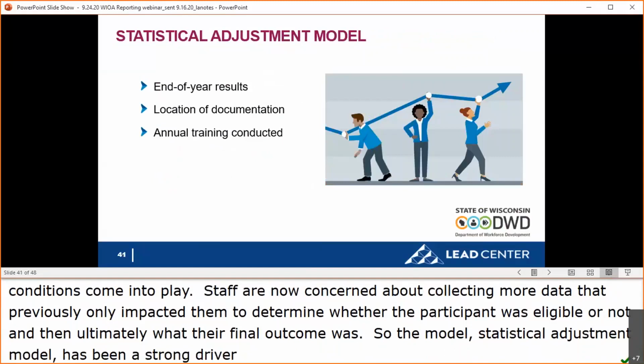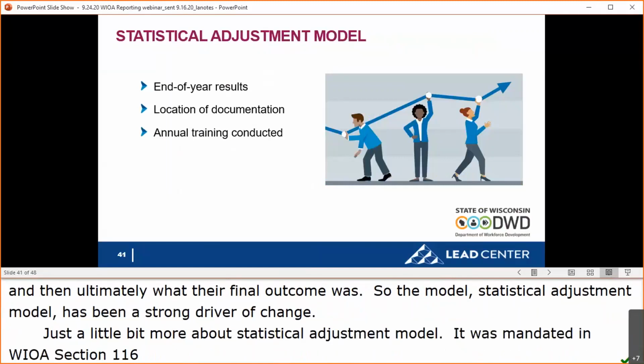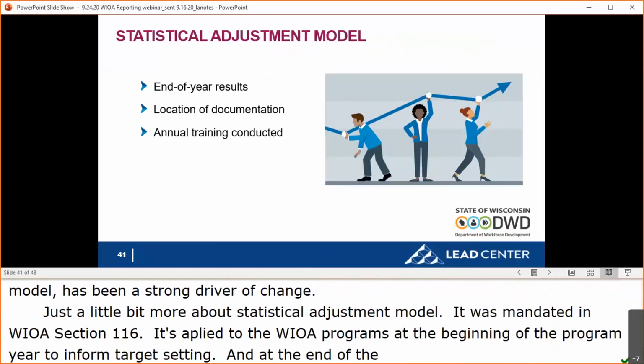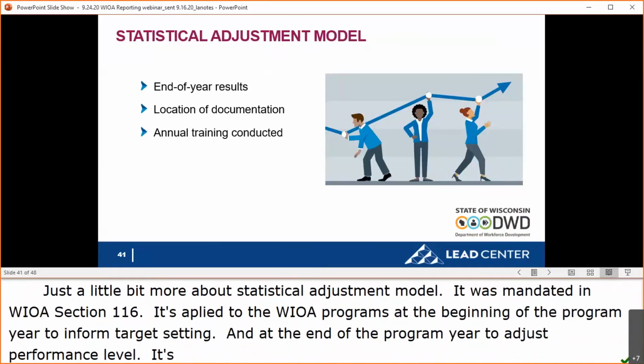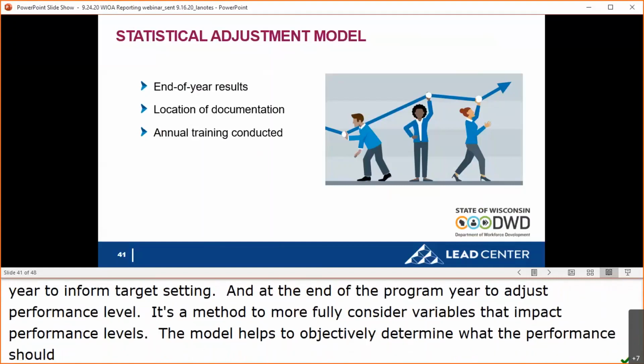And just a little bit more about the statistical adjustment model. It was mandated in WIOA section 116. It was applied to the WIOA programs at the beginning of the program year to inform target setting, and at the end of the program year to adjust performance levels. It's a method to more fully consider variables that impact performance levels. The model helps to objectively determine what the performance should have been during the year, considering additional variables.